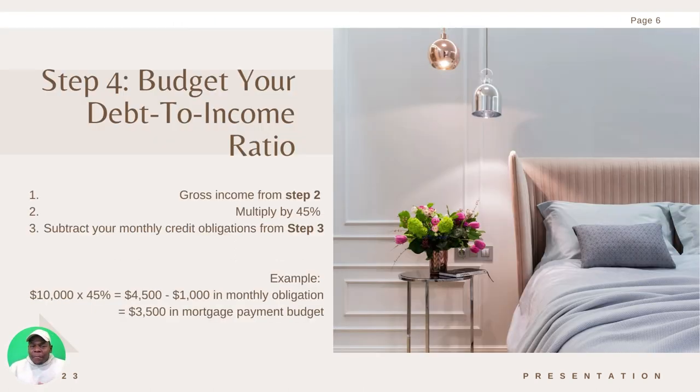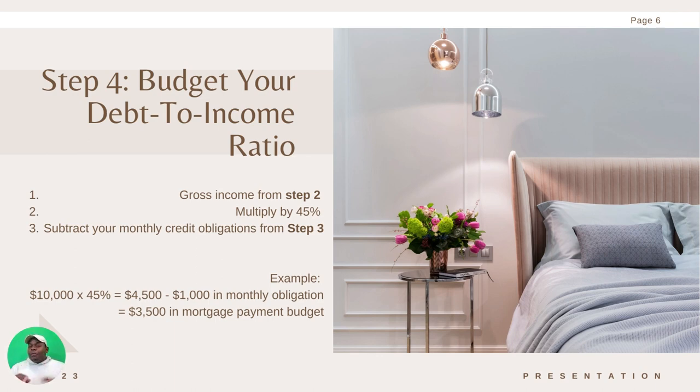Now, step four, I want you to budget your debt to income ratio. The first thing that you need to do is use your gross income from step two. We already talked about that. If it's you and your spouse, I want you to combine the two. If you're buying a house by yourself and it's an investment property, I want you to use your income plus the rental income. And remember, only 75% of the rental income if you're buying a new property.